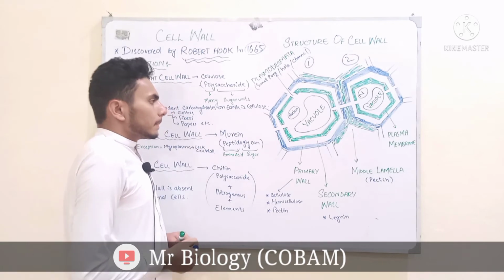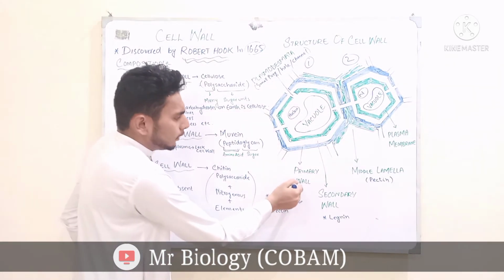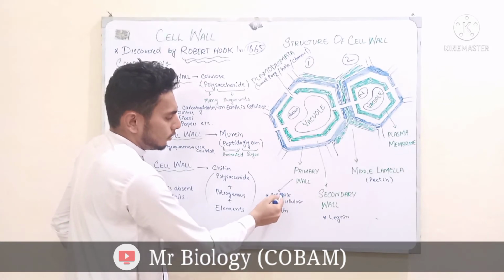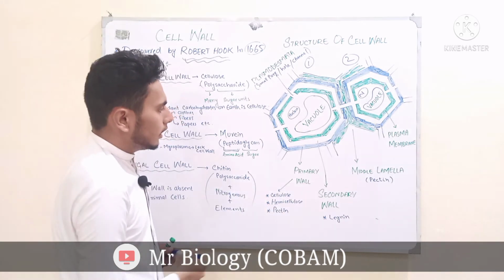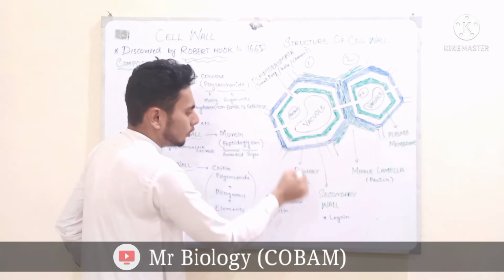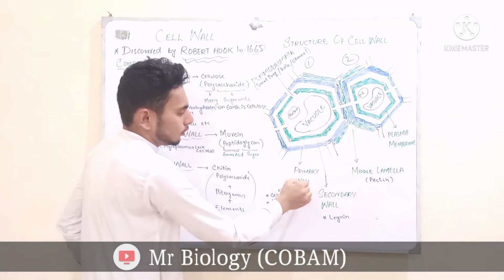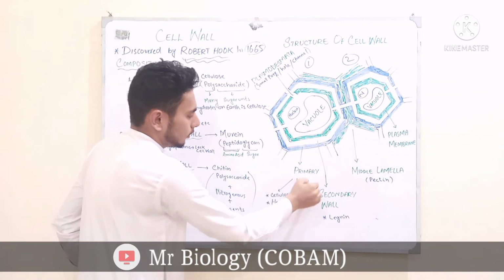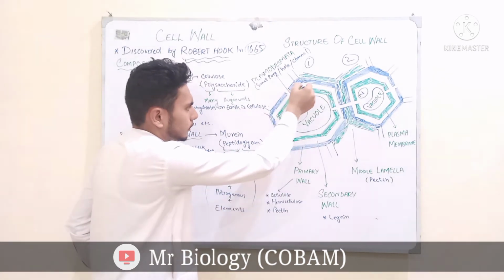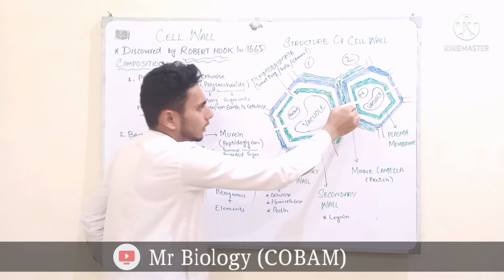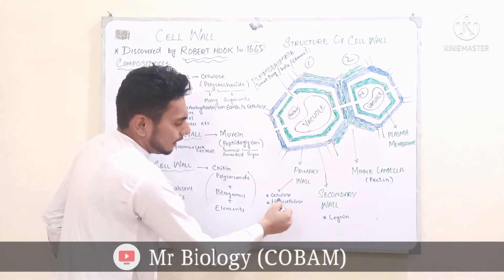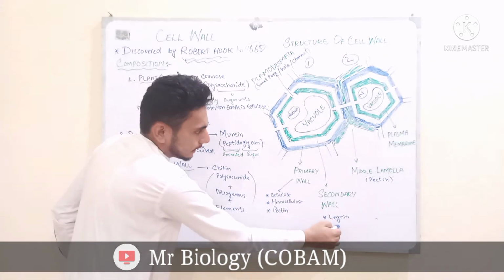Now the primary wall is composed of cellulose, hemicellulose, and pectin. I show the primary wall in blue color, which is the outermost wall of the cell. Now this white color I show is the thicker one. This is the secondary wall, which is composed of cellulose, hemicellulose, pectin along with lignin.